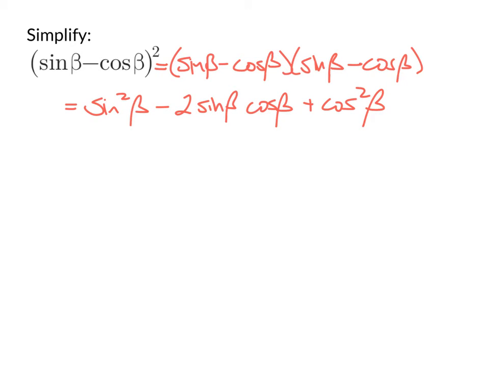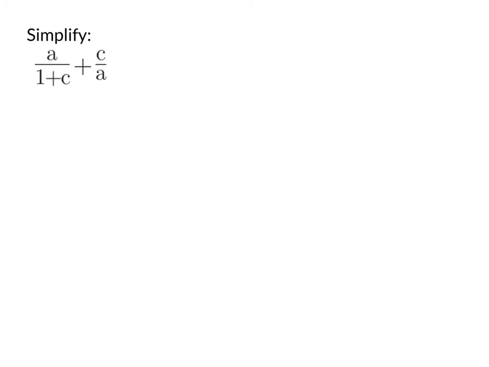Algebraically, we would have stopped there, but since we're dealing with a trig expression, we have other trig identities that can help us to simplify things. For instance, we know that sine squared plus cosine squared is equal to 1, and so we can take those two terms out and replace it with 1 and have 1 minus 2 sine beta cosine beta. Now with what we've got so far, this is where we're going to stop.